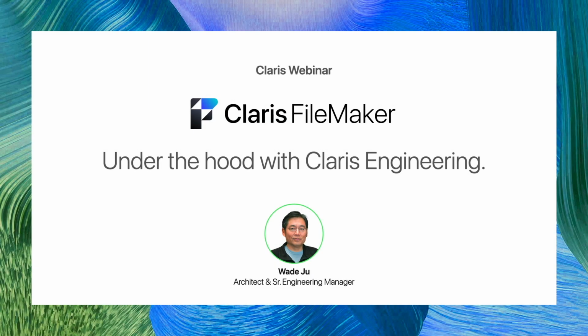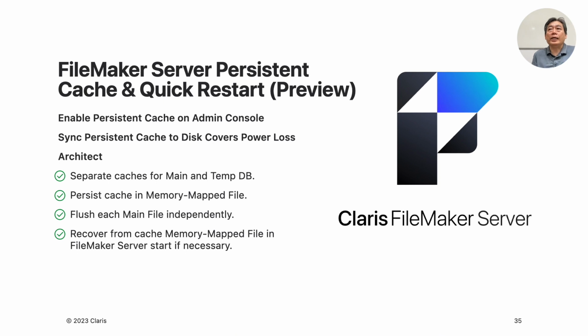Next, please welcome Wade to talk about some preview features coming to Claris FileMaker Server 2023. Thanks, Derek. I'm Wade. We are going to look into two preview features. The first one is FileMaker Server Persistent Cache and Quick Restart. Now, FileMaker Server Persistent Cache is to protect data in memory during server crash or abnormal exit.